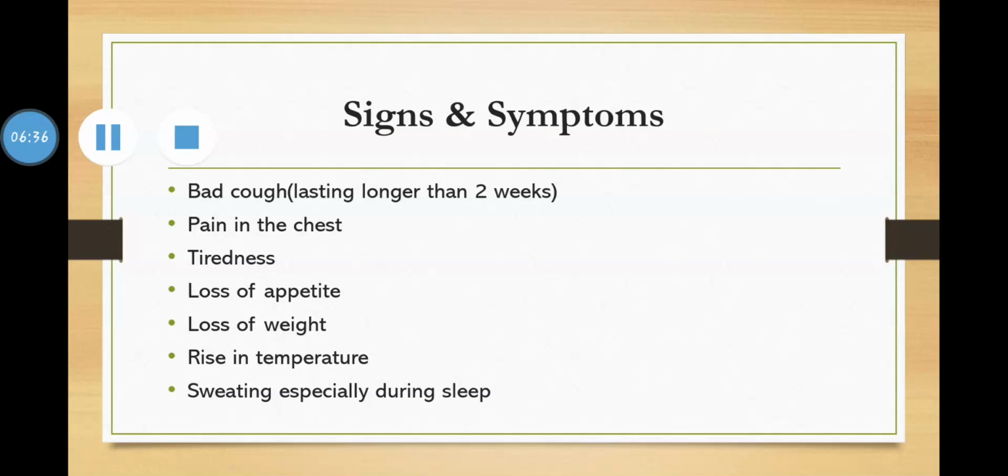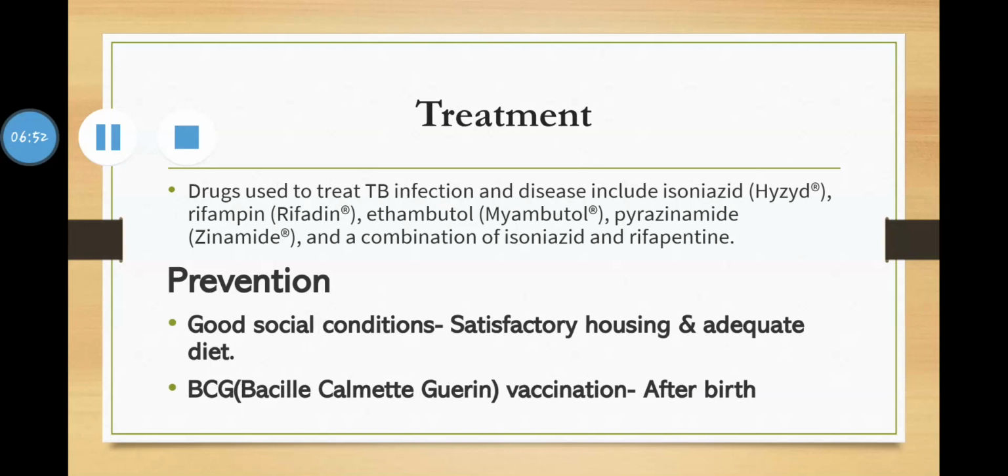Signs and symptoms of tuberculosis: bad cough that lasts longer than 2 weeks, pain in the chest, tiredness, loss of appetite, loss of weight, rise in temperature, and sweating, especially during sleep.